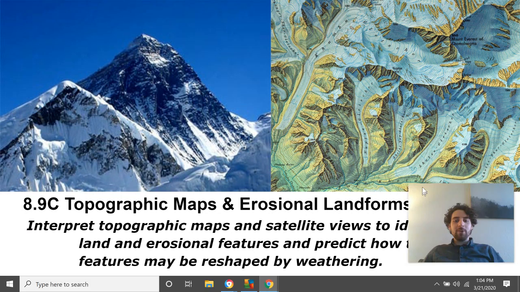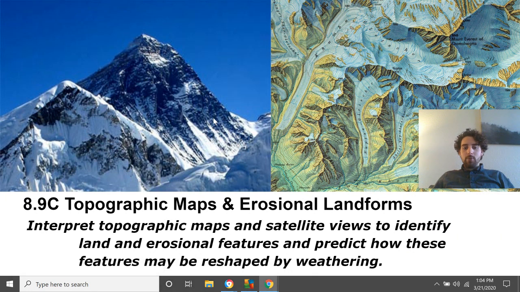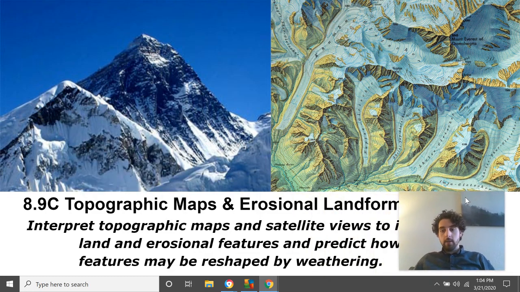Anyways, so we're talking about topographic maps, and topographic maps are a type of map. So, for example, on the left side, you can see a picture of some mountains, and on the right, this is a topographic map of those mountains. Basically, a topographic map shows the land features of a certain area.